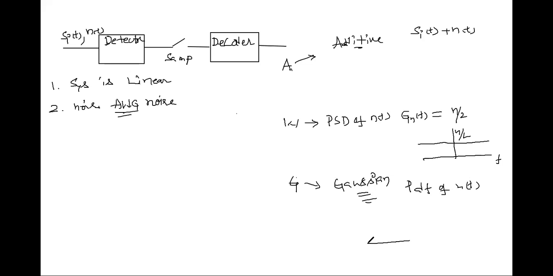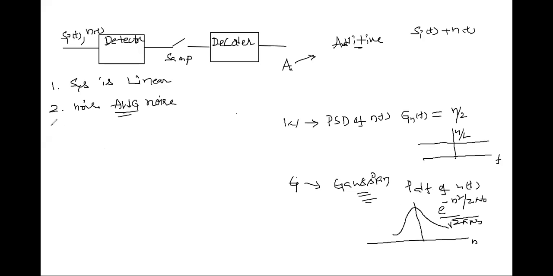So if you draw the probability density function as a function of n, the noise variable, it will assume a Gaussian shape. Mathematically it is given as e to the power minus n square by 2 eta by 2, divided by the square root of 2 pi eta by 2. So this is the expression of the Gaussian distribution. Here we are assuming the noise probability density function is Gaussian.